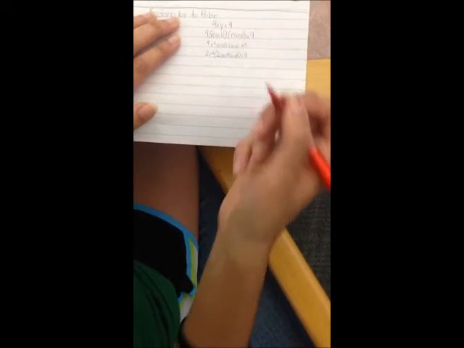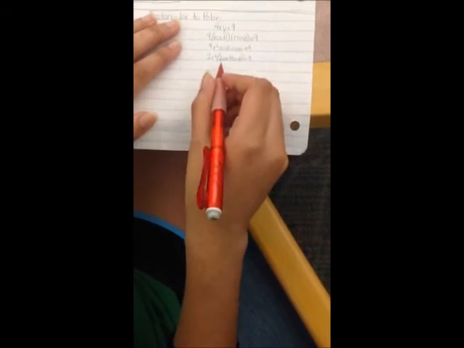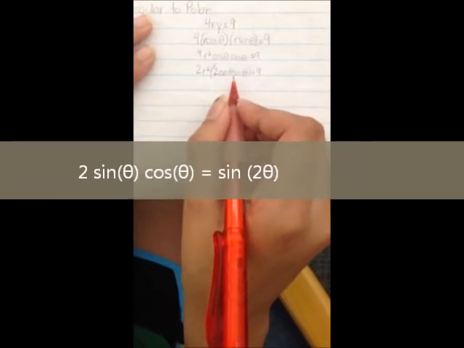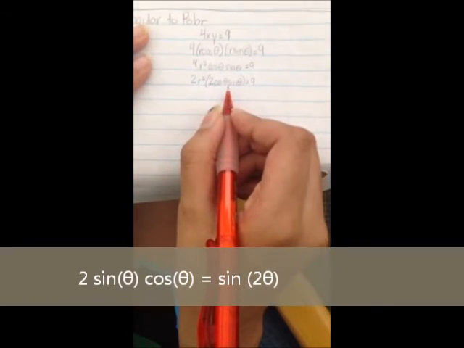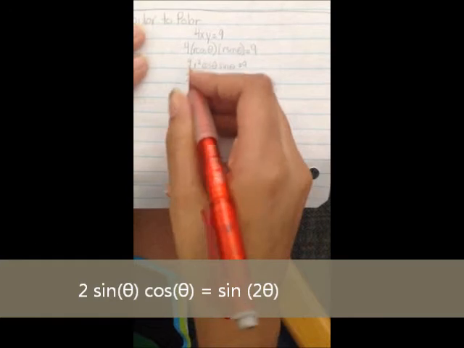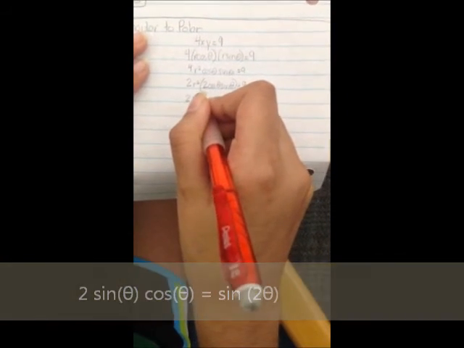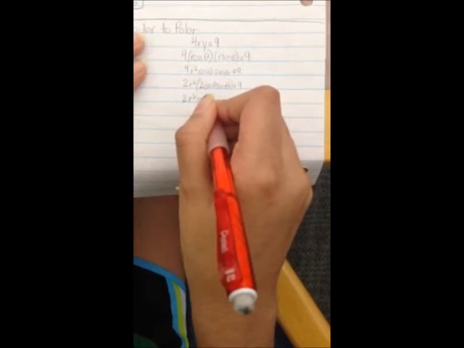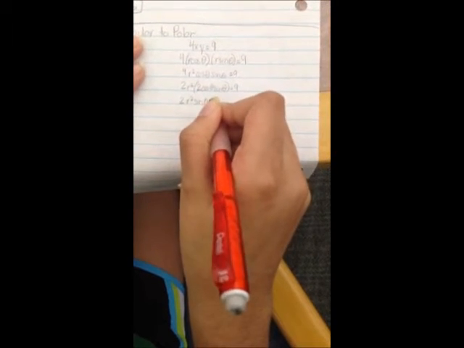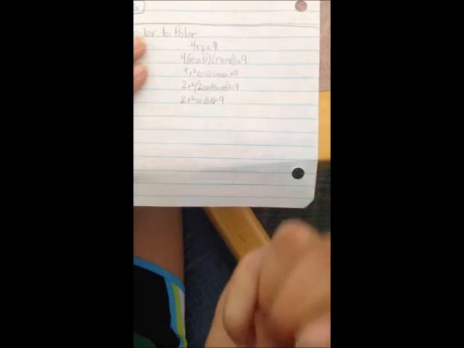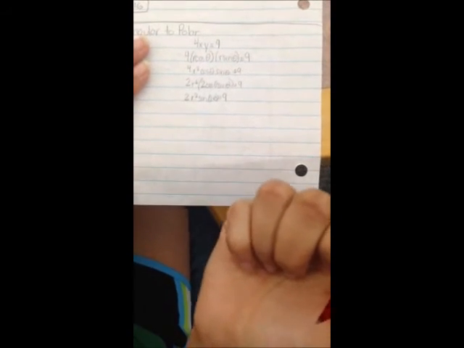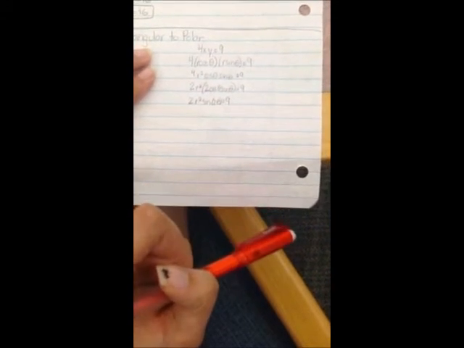equals 9. As we've learned in our previous units, 2 cosine theta sine theta is also known as an identity, which is sine of 2 theta. So we're just going to put that in over here. So it's 2r squared sine of 2 theta equals 9. And there we go. We have converted an equation from rectangular to polar.